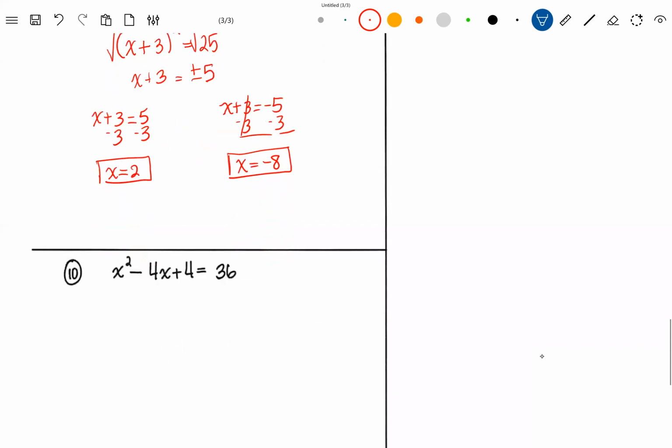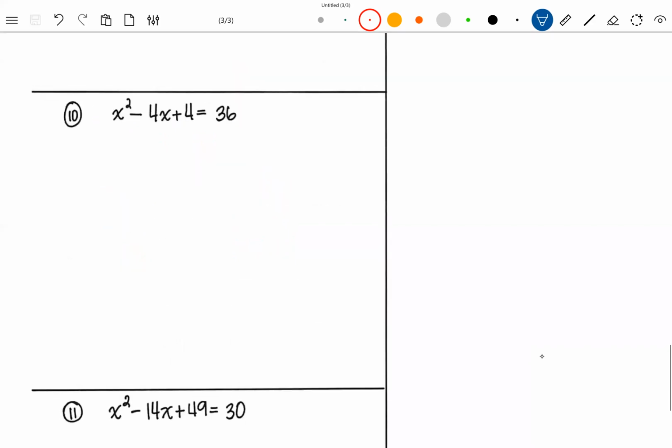Okay, so let's look at number 10. So I'm going to check to see if it's a perfect square trinomial. Half of 4 is 2. 2 squared is 4, so this is a perfect square trinomial. If it wasn't, then you'd go ahead and do the quadratic formula. But since it is, I'm going to write this as (x - 2) squared equals 36.